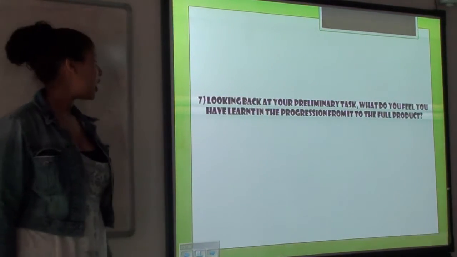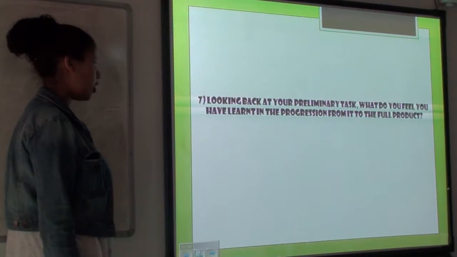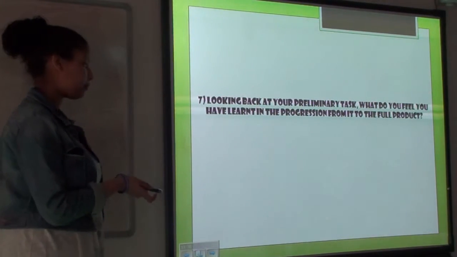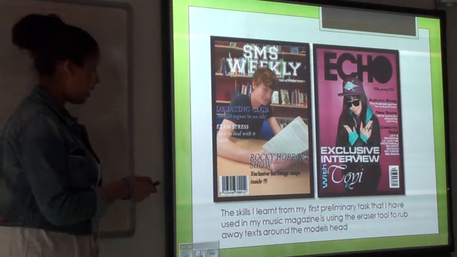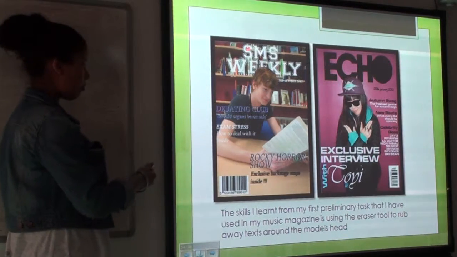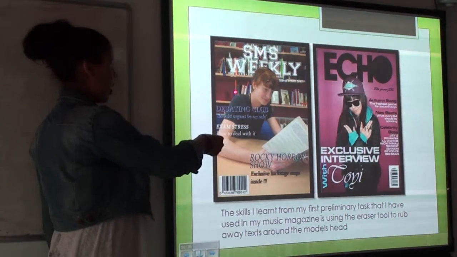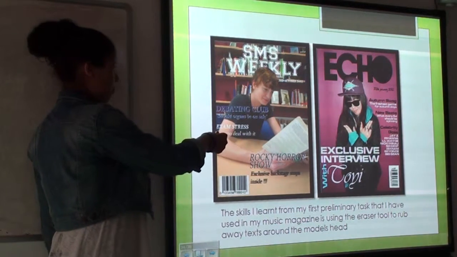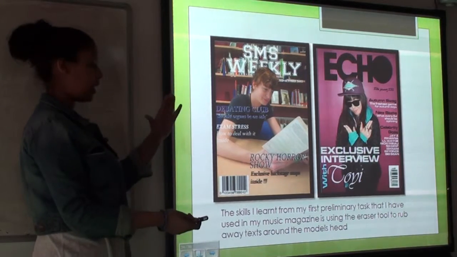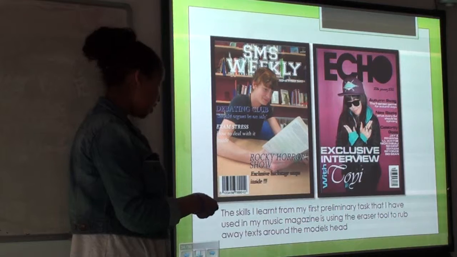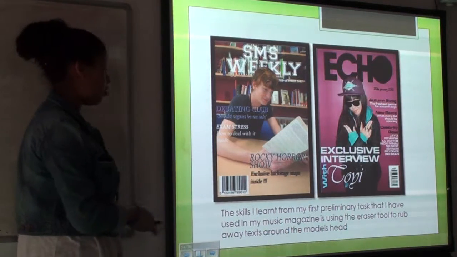Question 7. Looking back at your preliminary task, what did you feel you have learned and progressed from it to full product? Here, in my first magazine, I used a skill by erasing the title, making it look like it was behind Hanan's head, which I used again in my music magazine over here, using the eraser tool in Photoshop.